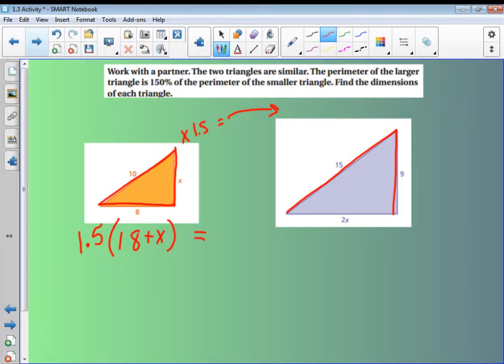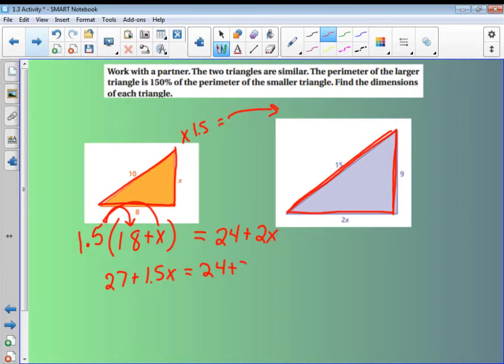No, I don't get to say plus 2 and then put an x behind it because those are not like terms. So I add these constants together and get 24. And then plus I have the 2x. I don't get to add them together, okay, because they're not both x's. So now I'm going to go ahead and 1.5 times 18. If you want to use your calculator, you can. That's 27. Plus 1.5 times x is 1.5x equals 24 plus 2x.